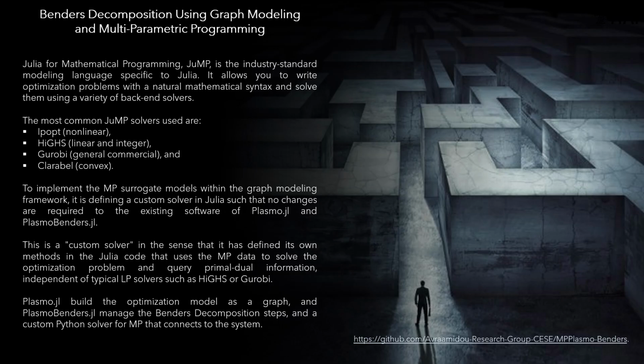To implement the MP surrogate models within the graph modeling framework, we define a custom solver in Julia such that no changes are required to the existing software of Plasmo.jl and PlasmoBenders.jl. This is a custom solver in the sense that it has defined its own methods in the Julia code that uses the MP data to solve the optimization problem and query primal dual information, independent of typical LP solvers such as HiGHS or Gurobi.